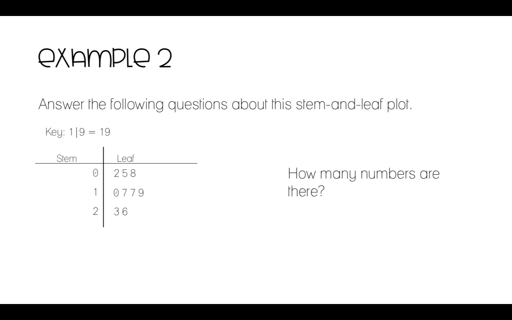How many numbers are there? So we have 2, 5, 8, so that's 3 numbers. 10, 17, 19 is 7 numbers. 23 is 8. 26 is 9, so there's 9 numbers. What's the most common number? Well, in this leaf we have 7 occurring twice. No other numbers occur twice, so 17 is the most common number.